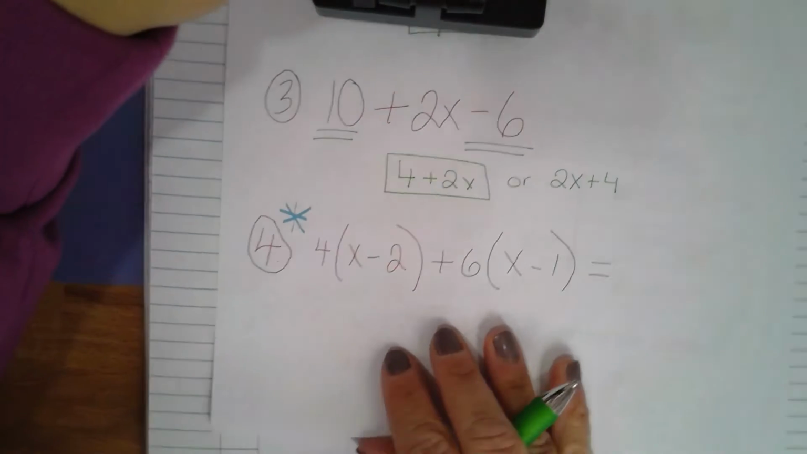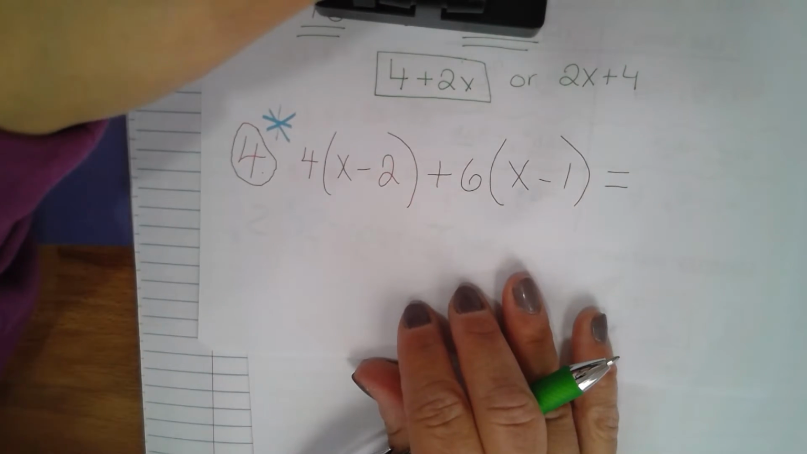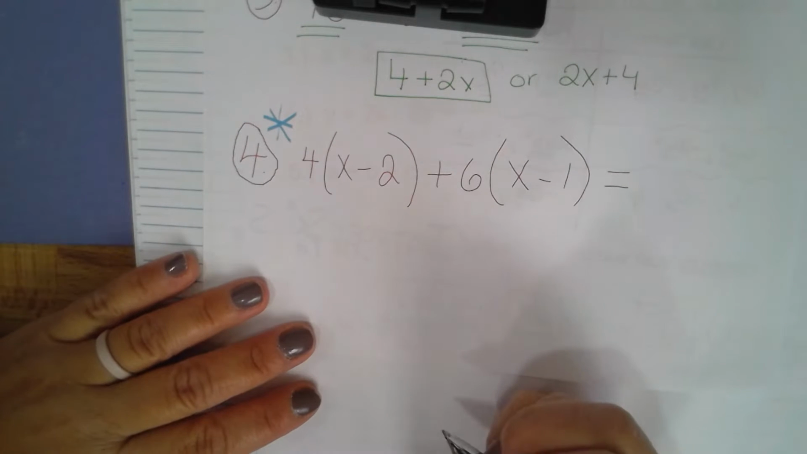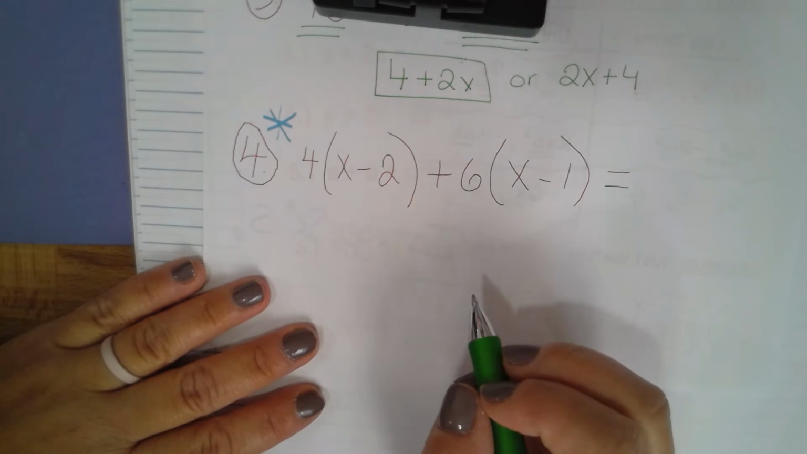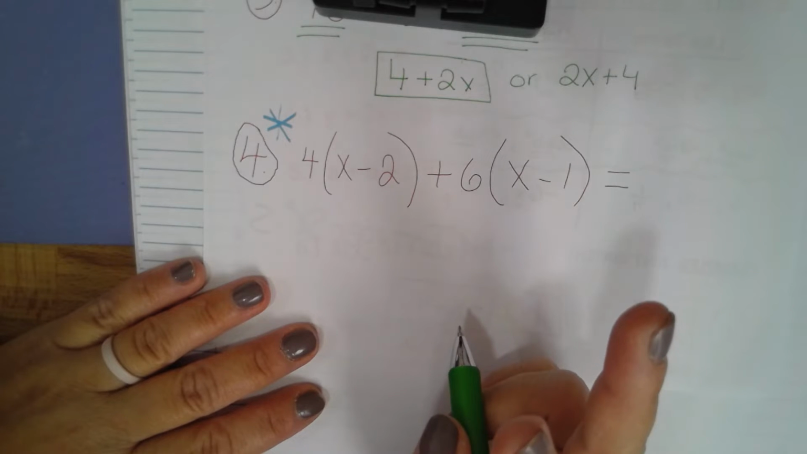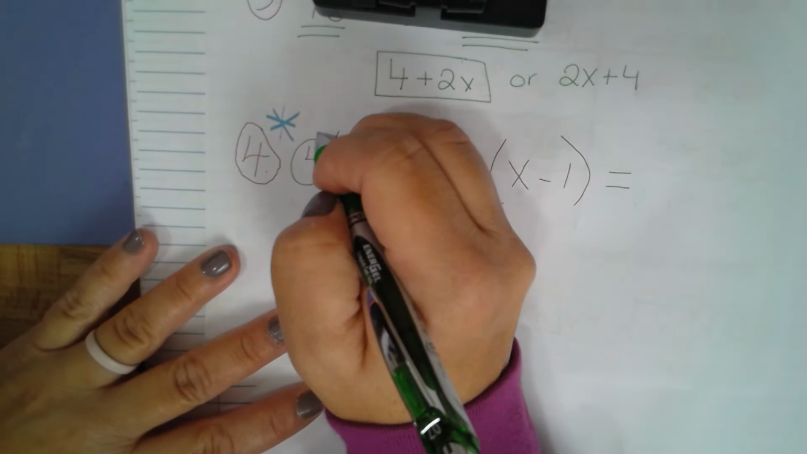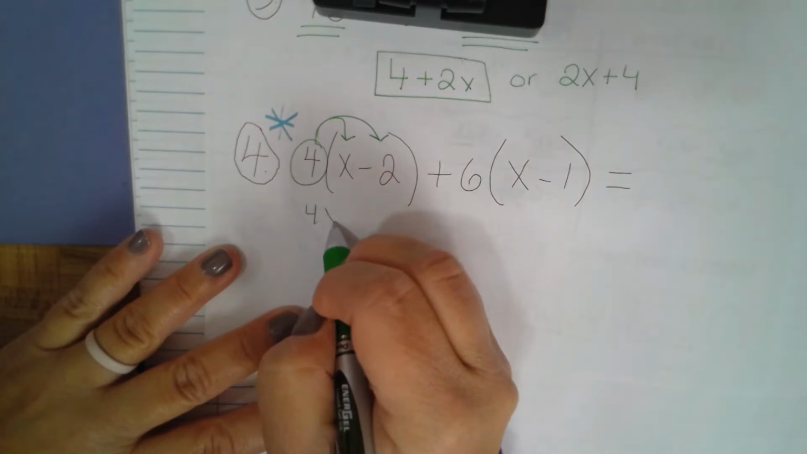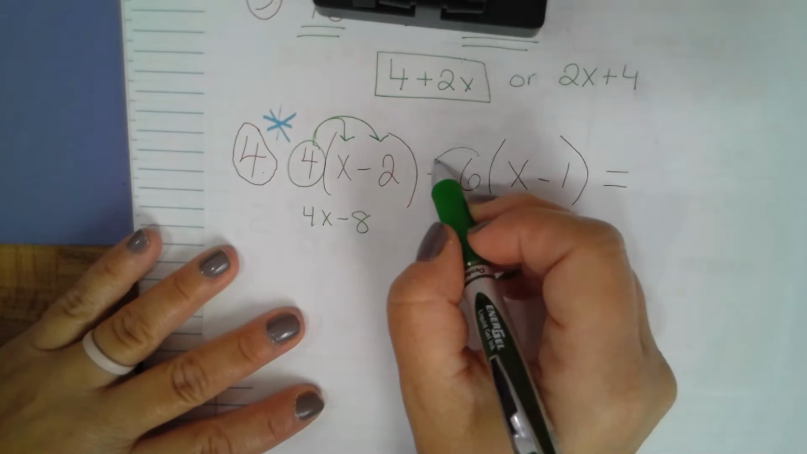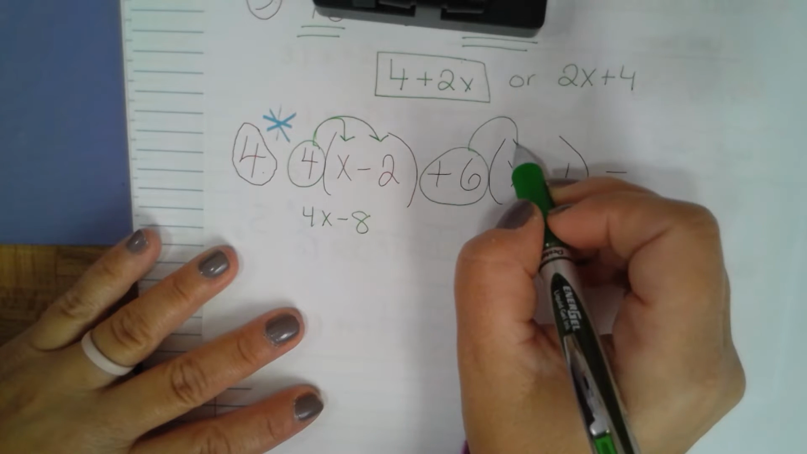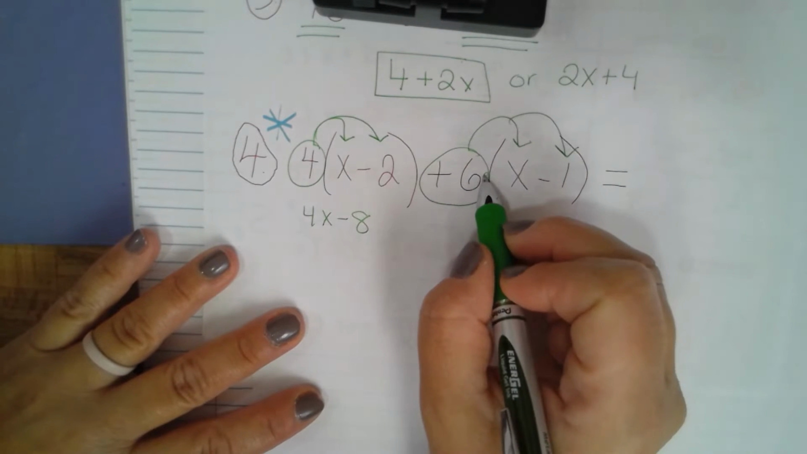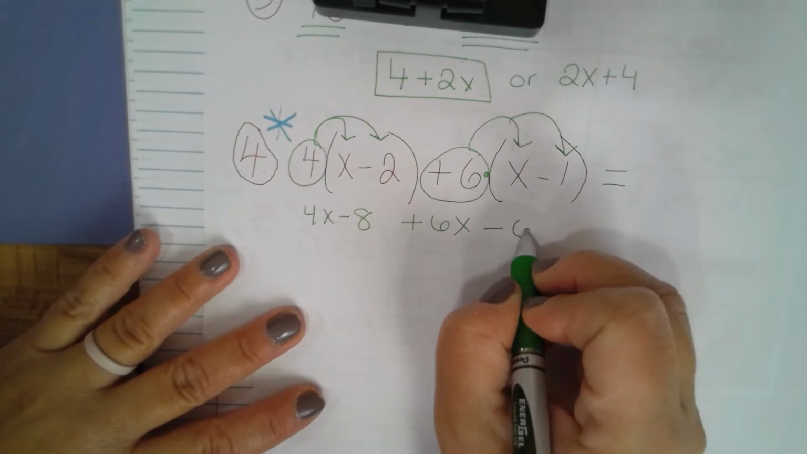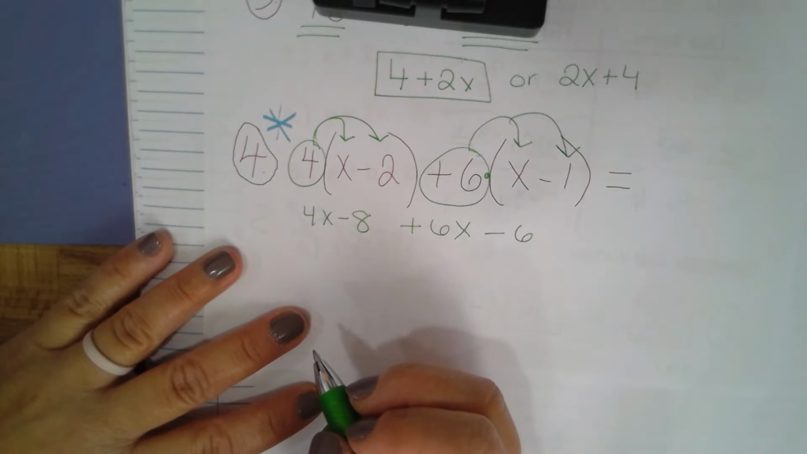All right, one last one before you guys try some. So when you look at this problem, hopefully you identify the distributive property. But we have to use the distributive property here twice, right? So I'm going to take the 4 and multiply by each term inside. So 4x minus 8. Now here, I'm going to distribute the positive 6 with this parentheses, right? Because it's 6 times that. So I get positive 6x minus 6. Okay? Now we're not done.